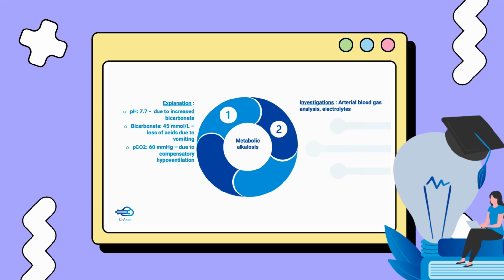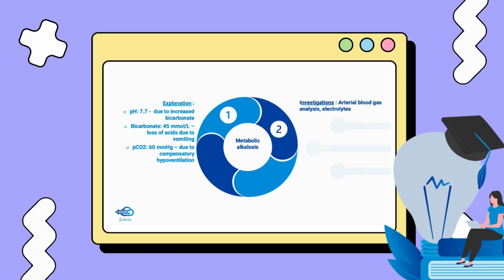Now, how do you get to know that it is a case of metabolic alkalosis? Again, it is the clinical features and the investigations. So, how does a patient with metabolic alkalosis present? The clinical features of moderate to severe metabolic alkalosis include abnormal sensations, neuromuscular irritability, tetany, abnormal heart rhythms, coma, seizures, and delirium. These can be the clinical presentation of a case of metabolic alkalosis.